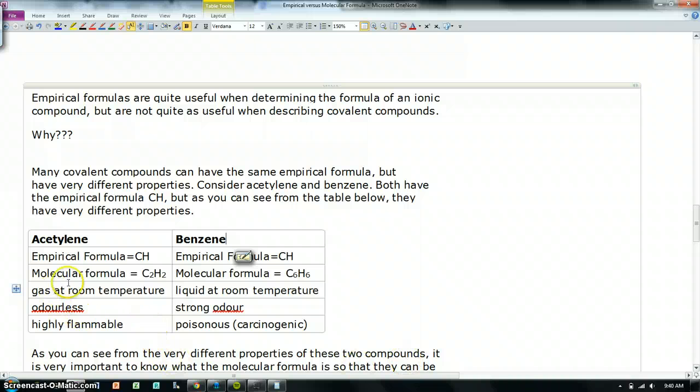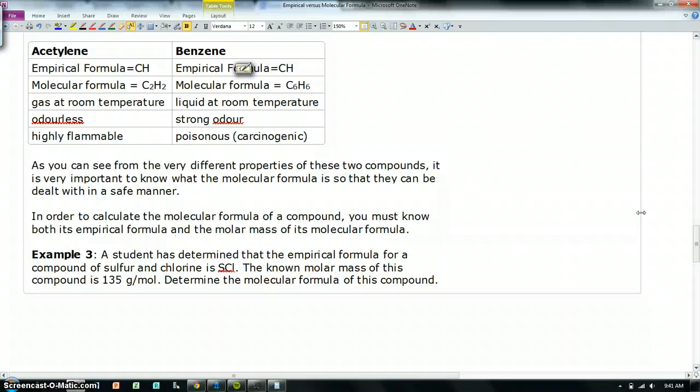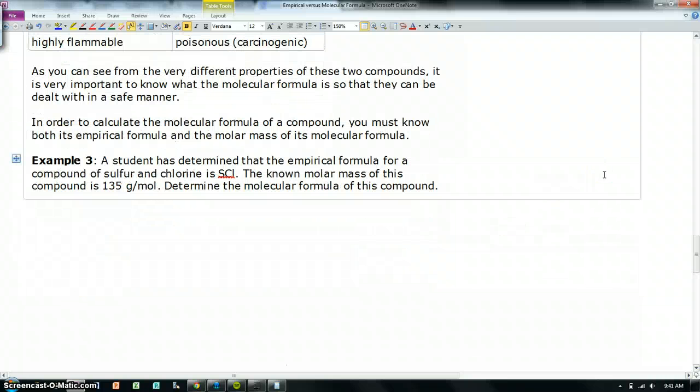Acetylene is a gas at room temperature, while benzene is a liquid. Benzene has a strong odor. Acetylene, on the other hand, is odorless. And if you're looking to burn something, you'd want acetylene, whereas benzene, on the other hand, is very poisonous and carcinogenic. So it's important to know what you're dealing with. And so to do that, we need to know the actual molecular formula, we need to know the molar mass, the total molar mass of the unknown compound to determine it.